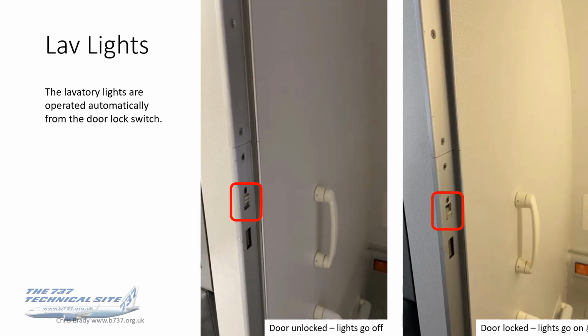The LAV lights, incidentally, are operated automatically from the door lock switch, so there's no light switch as you'd have in your LAV at home. It's all done by the door lock switch, so when somebody goes in and locks the door, the lights come on then.